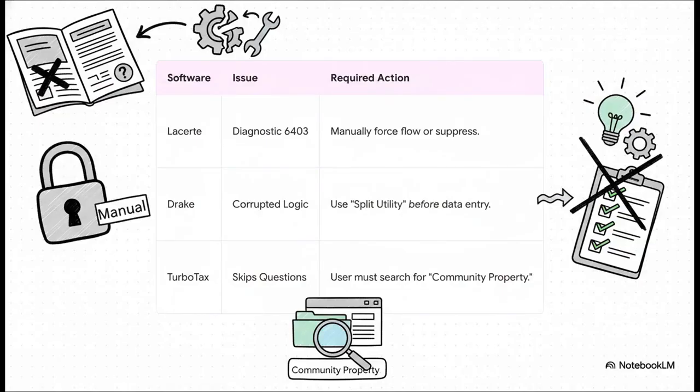And this just goes to show you cannot be on autopilot. In Lacerte, you've got to wrestle with that diagnostic 6403. With Drake, you have to use their split utility in exactly the right order, or the whole thing just breaks. And with consumer software like TurboTax, it'll often just hide the community property questions unless the user already knows they need to search for it. You have to check the output manually, every single time.